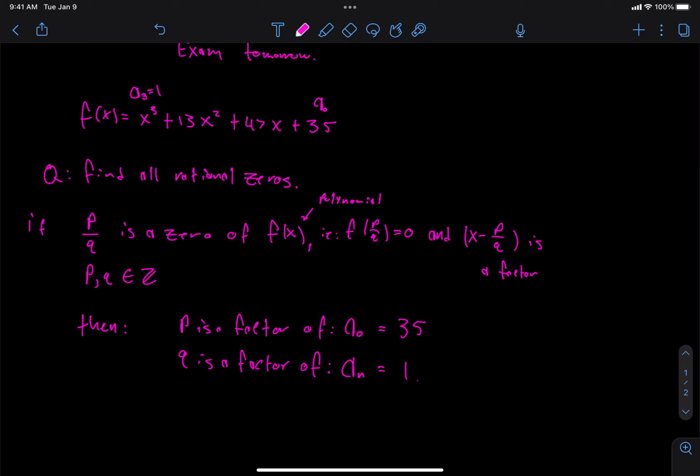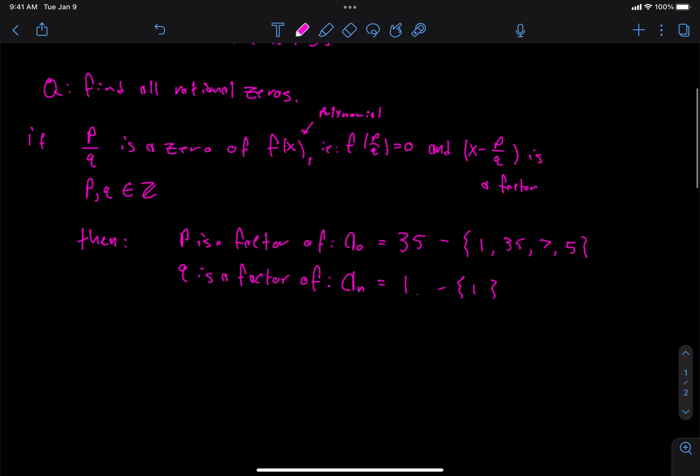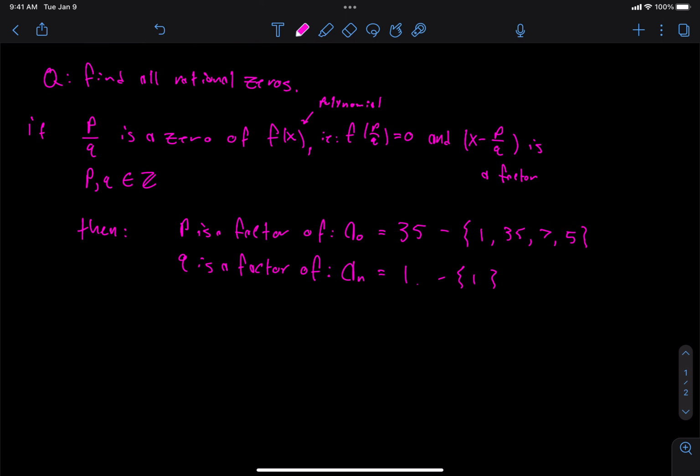Okay, so what are the factors of 35? What numbers can be multiplied together to get 35? 1, 35, and 7 and 5. Okay, so the numerator is one of those, and the denominator should be a factor of 1. What are the factors of 1? 1. Okay, so now the set of all possible rational zeros.